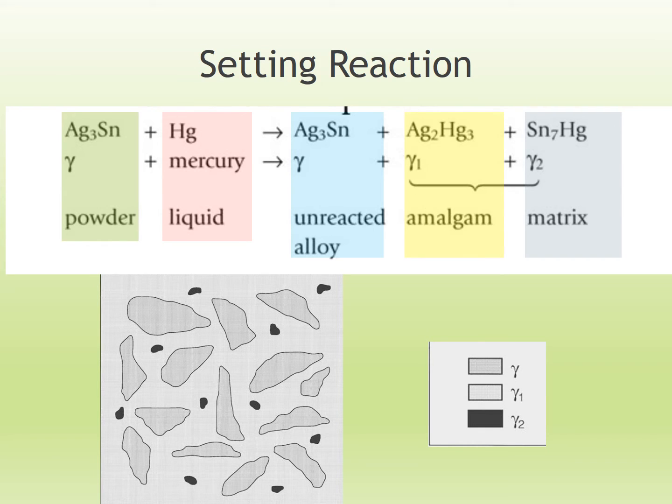The setting reaction is as follows. Silver tin, which is powder, gamma, plus mercury, liquid, gives silver tin, gamma, which is an unreacted alloy, silver mercury, gamma 1, amalgam, and tin mercury, which is the gamma 2, the matrix. From this reaction, we can see that not all the alloy particles will react with mercury, and an example is the gamma, which is silver tin. The final structure is a core of unreacted alloy held together by a matrix of gamma 1 and gamma 2.